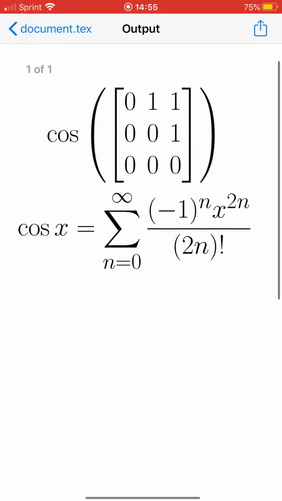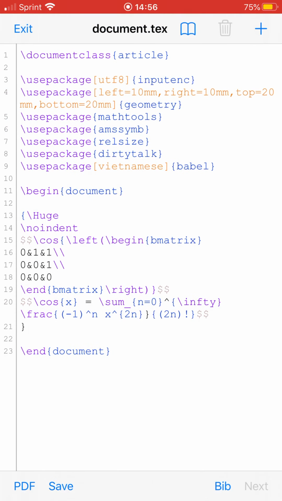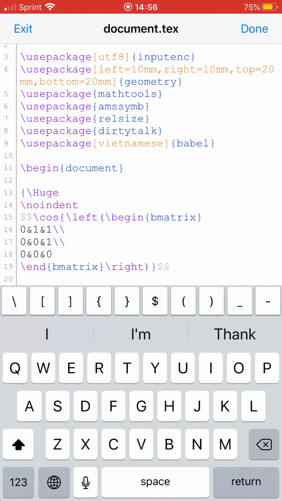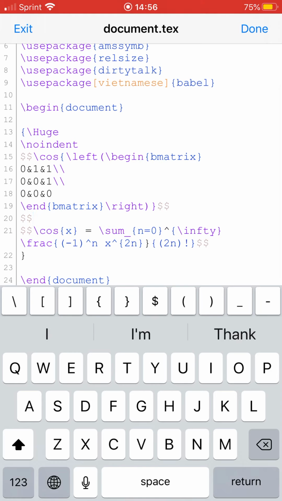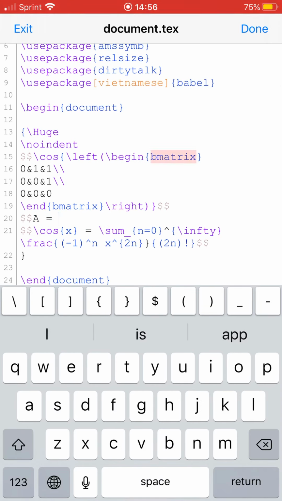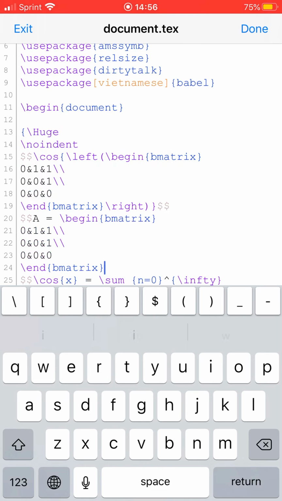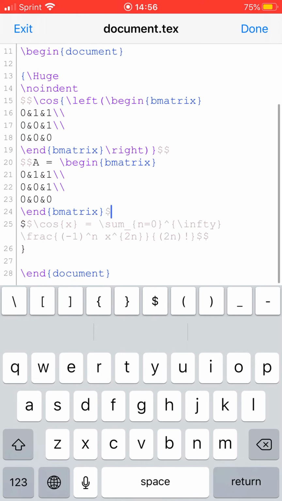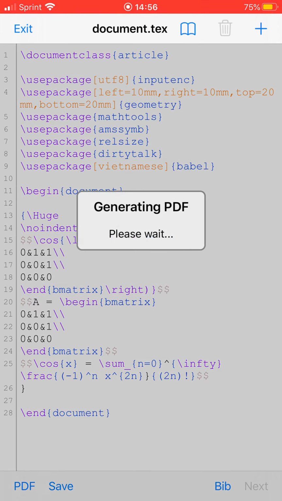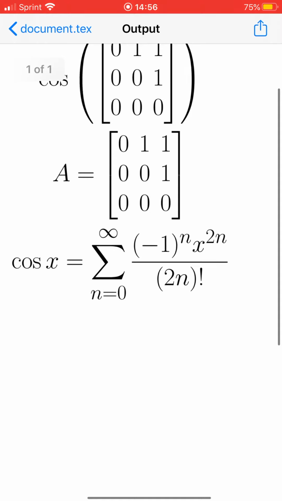And now, first let's let A equal the matrix that is inside the cosine. Let A equal this whole matrix, so that from now on, whenever I mention this matrix, I just have to say A instead of writing the whole matrix down. So let A equal the matrix 0 1 1 0 0 1 0 0 0.